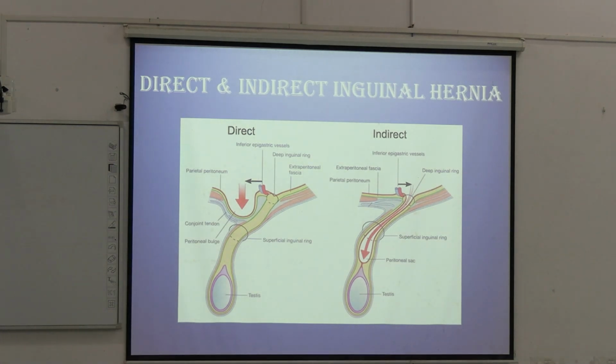Encysted, it's like a cystic swelling in between. It's a hydrocele. So you have to just drain it and reverse. The procedure is to reverse it and suture it.